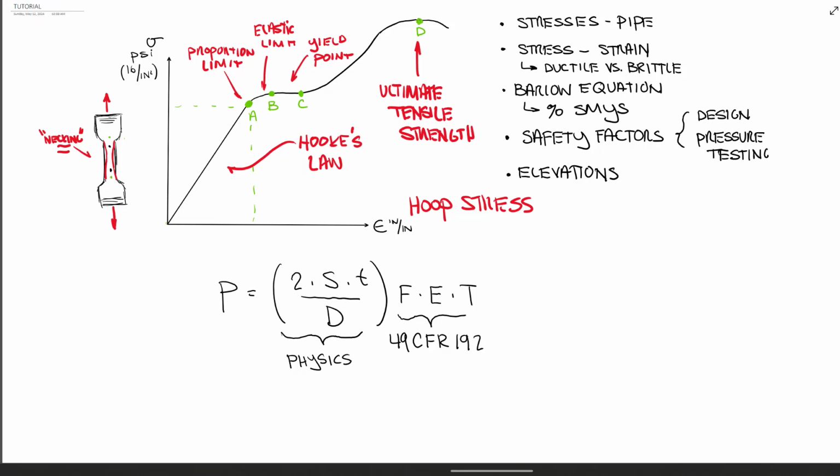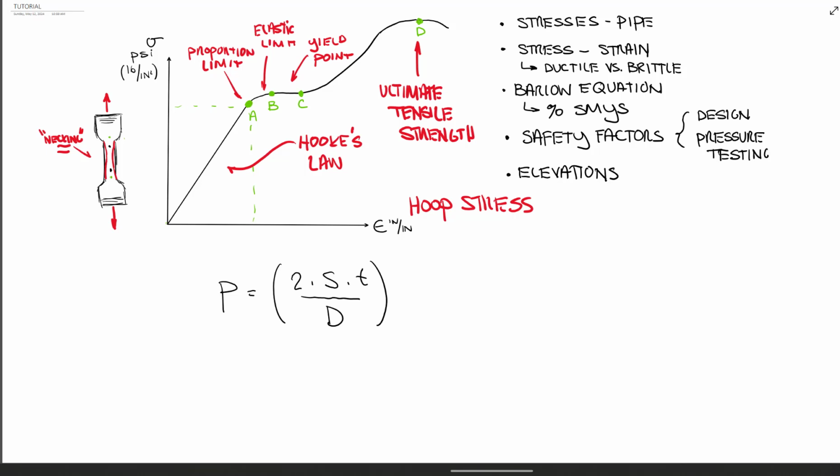Part 192 is what governs pretty much everything we do out in the field: the construction, installation, material selection, design of piping, cathodic protection, welding. I mean, it goes through the whole thing. But let's just put that out of our heads for the time being. I'll erase this, and let's just focus on what this equation is.